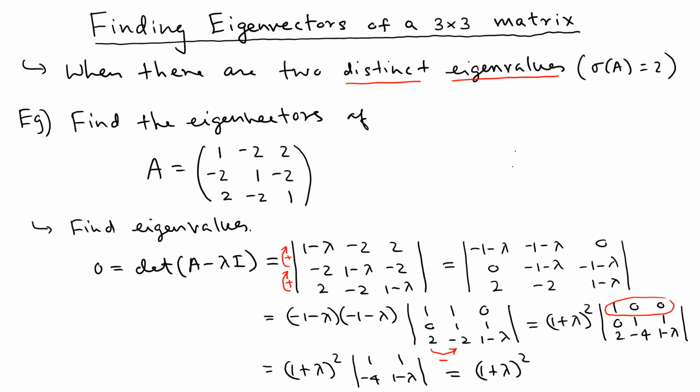When you multiply, you're going to get 5 minus lambda. That's what you get, because you multiply this diagonal and subtract that diagonal. So you can see that you get 5 minus lambda. Now you set this equal to 0. So you can see that the lambdas are -1 and 5. So those are the eigenvalues.